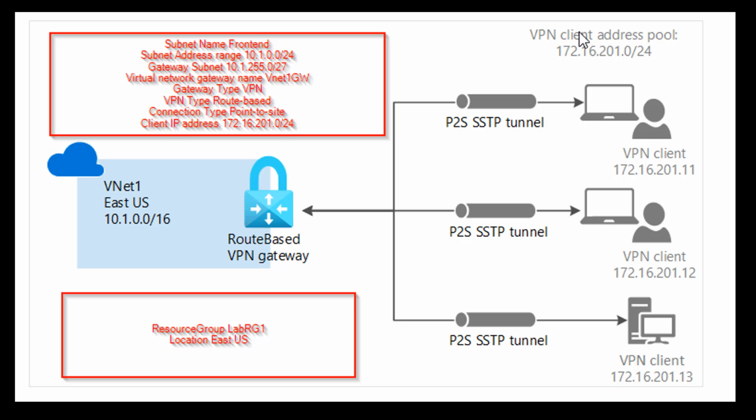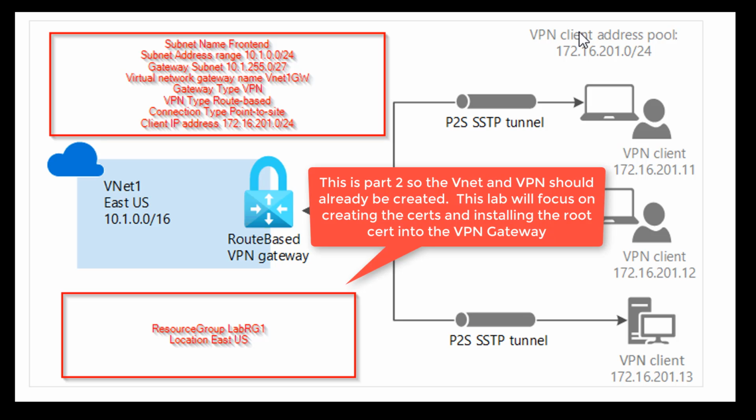Here we have a nice picture of the lab we're going to proceed with. We're going to have a VPN client. It's going to use our laptop to RDP through a tunnel to our VPN gateway to a VM in our VNet. You can also see the parameters we're going to use for this lab: our subnet name, our address range, our gateway, etc. Feel free to use these values or any values you like. But let's go ahead and get started.